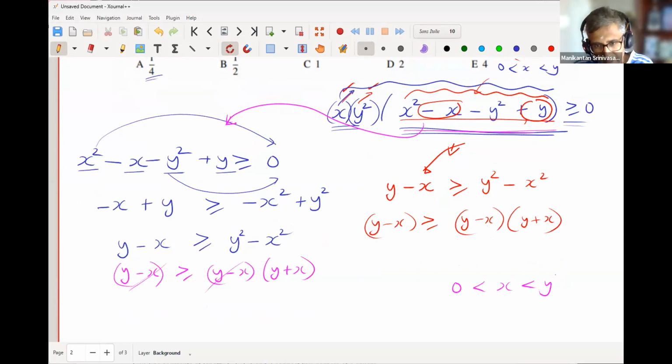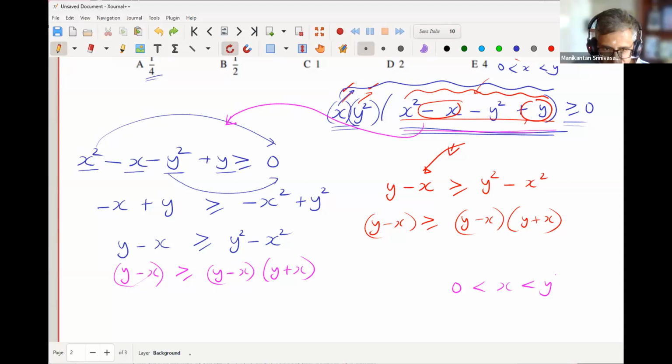Navya, yeah, go ahead. But you can't really just cancel out y minus x, because what if y minus x is equal to 0? Yeah, exactly, which is why I'm saying a second case. For a second, instead of less than or equal to, let's just assume less than. If that's the case, then y is clearly bigger than x, which means y minus x is not 0. Do you agree? Yeah. Okay.